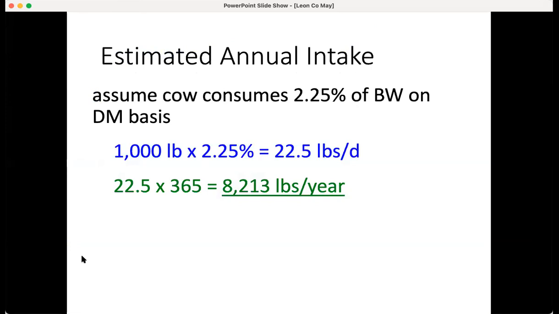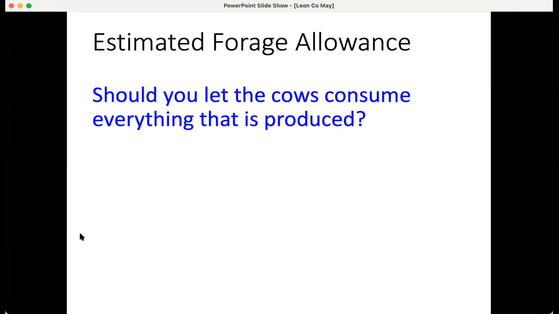So just some quick math. For an estimated annual intake, if we assume a cow consumes 2.25% of her body weight on a dry matter basis, and she weighs 1,000 pounds, that's going to be 22.5 pounds per day. Multiply that by 365, and she's going to consume over 8,000 pounds of dry matter per year.